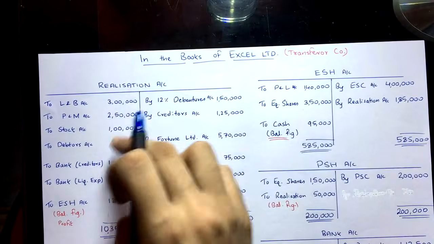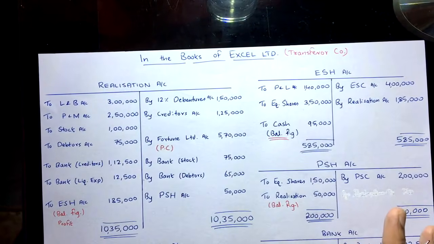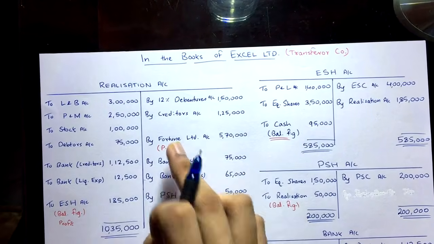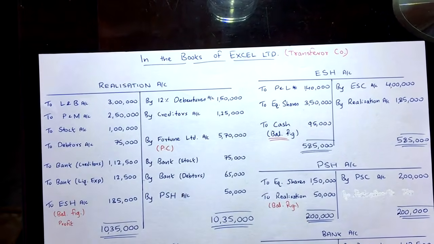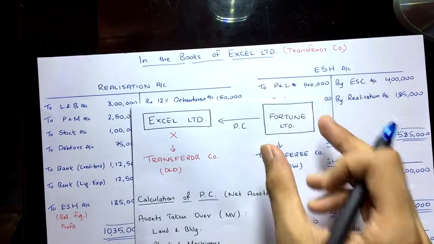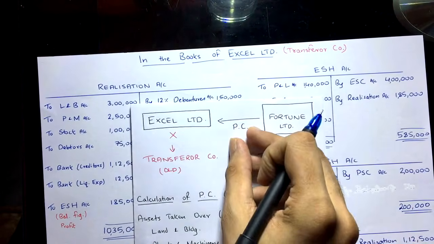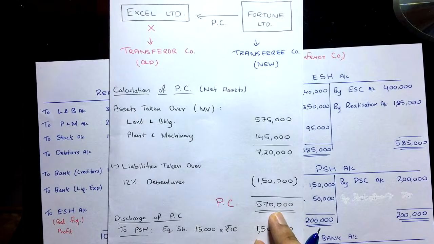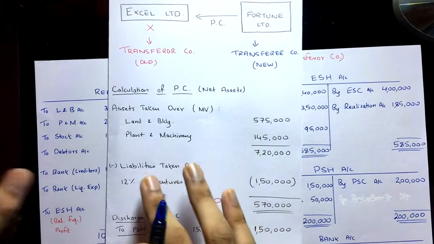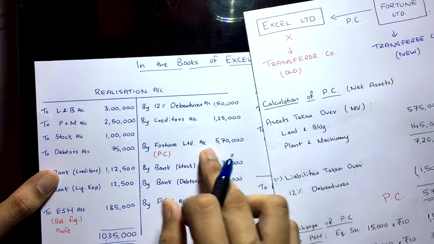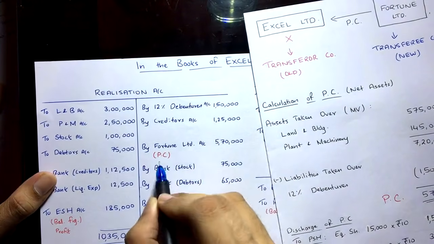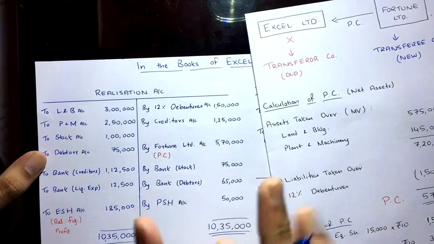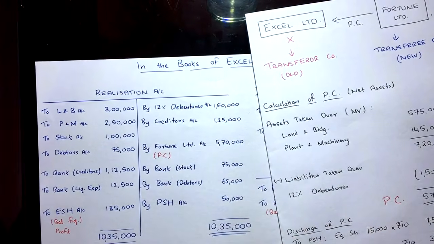So you have done this much. Then what you have to do is you have to take the purchase consideration. What have you got from the transferee company, Fortune Limited? What you have got? Purchase consideration. What is that amount? You have got 5,70,000. We have just done the calculation, right? Purchase consideration. So you have to take that by Fortune Limited account, 5,70,000 purchase consideration by transferee company, the new company, right? Okay.